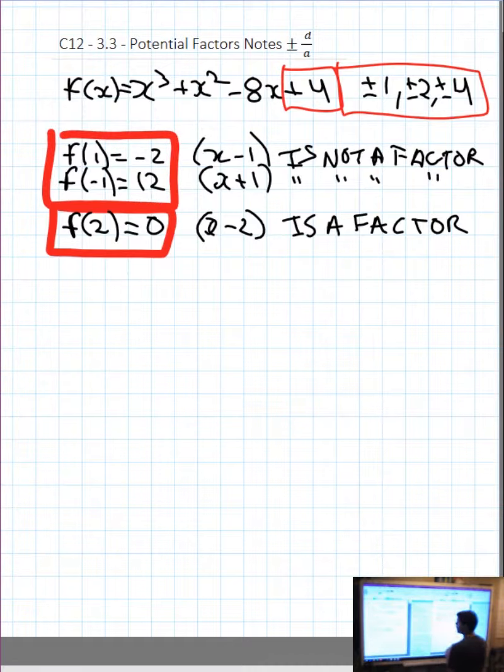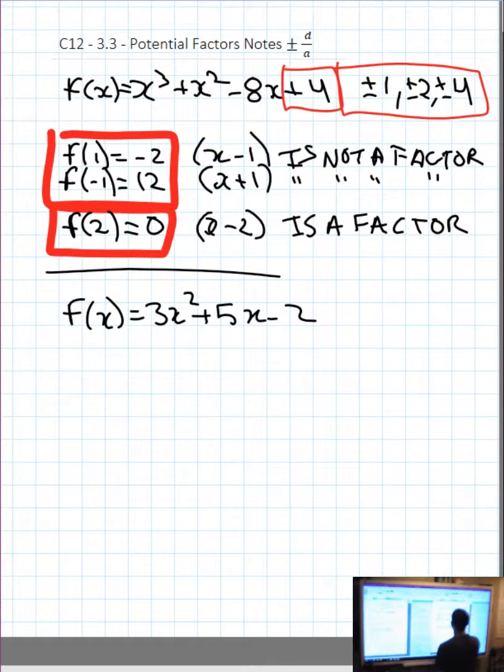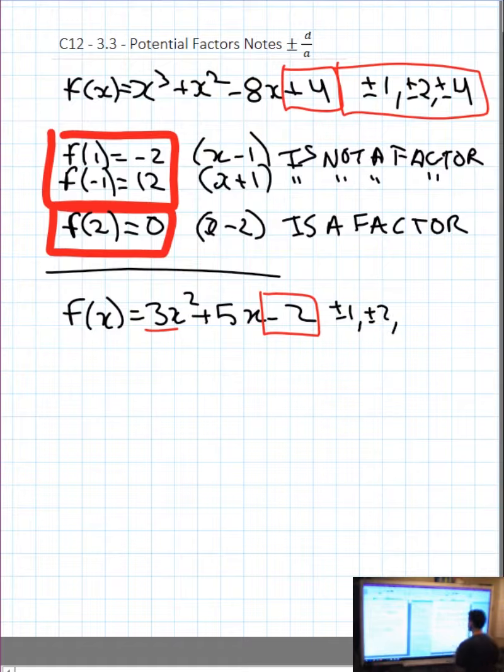Now, briefly, on the next example, if f of x is equal to 3x squared plus 5x minus 2. Notice we have this coefficient out here. So the first thing we do is we list the factors of the last thing, the factors of the negative 2. Those values are plus and minus 1 and plus and minus 2. But we also have to list the factors of the last thing over the factors of the first thing. And the factors of the first thing are plus and minus 1 and plus and minus 3.